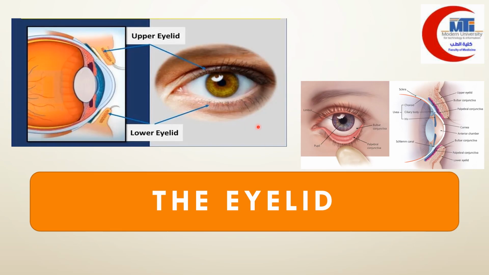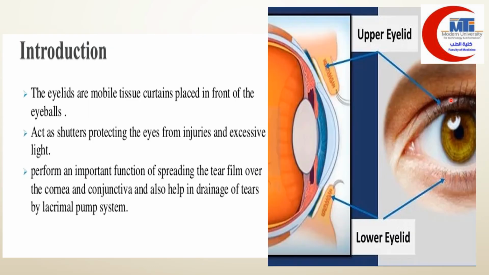Okay, now let's discuss the eyelid. The eyelid is a movable fold of tissue that protects the eye. It protects from injuries and excessive light, also helps in spreading the tear film over the cornea and conjunctiva, and also helps in drainage of tears by the lacrimal system.